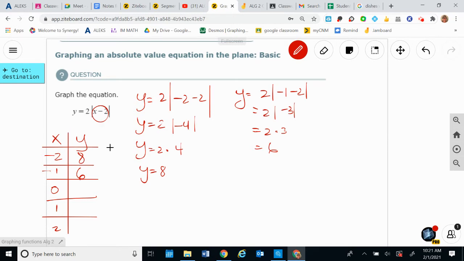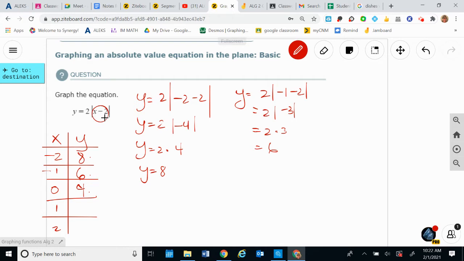You can see it's kind of in the form of a line, but it's basically 2 pieces of a line. Like I said, it's as if the line got broken and got forced to go in the other direction. Let's plug in a 0. 0 minus 2 is -2. Absolute value of -2 is 2, times 2 is 4. See the pattern? 8, 6, 4. Next one should be 2.